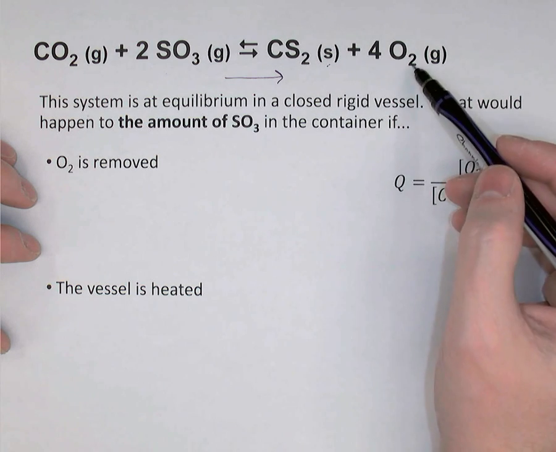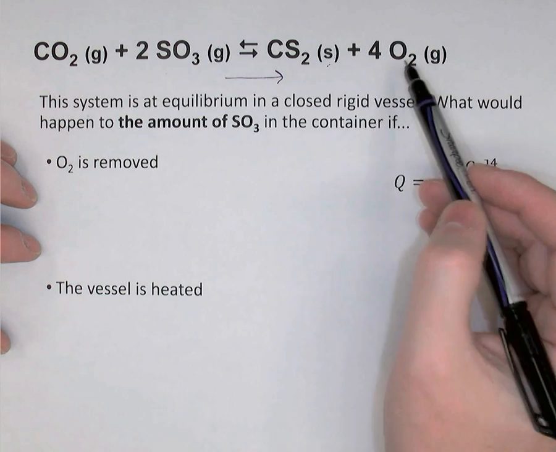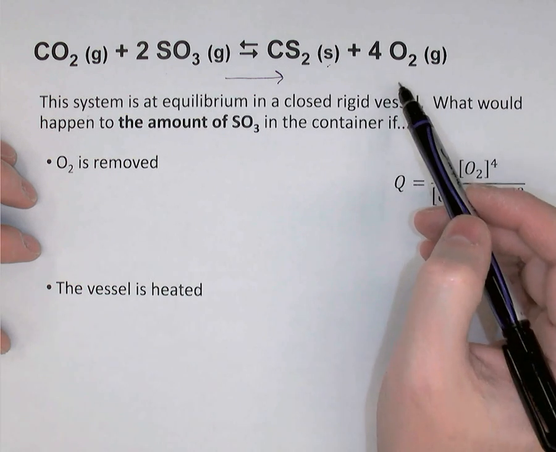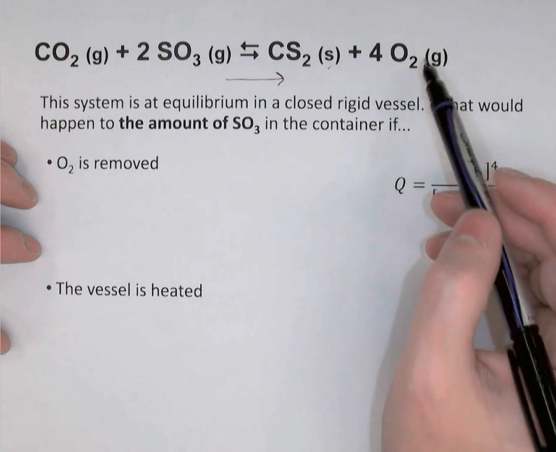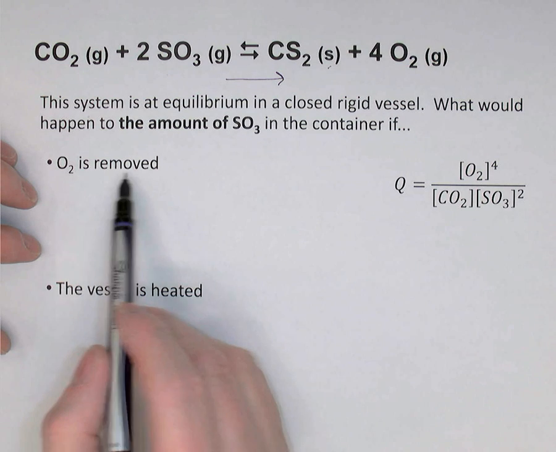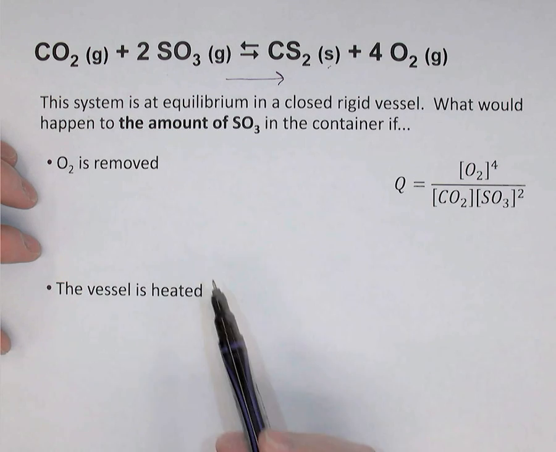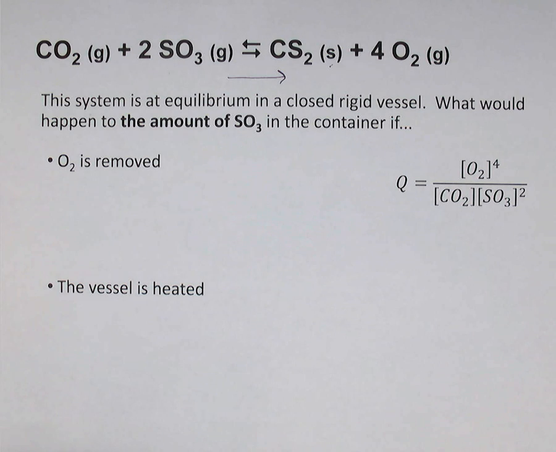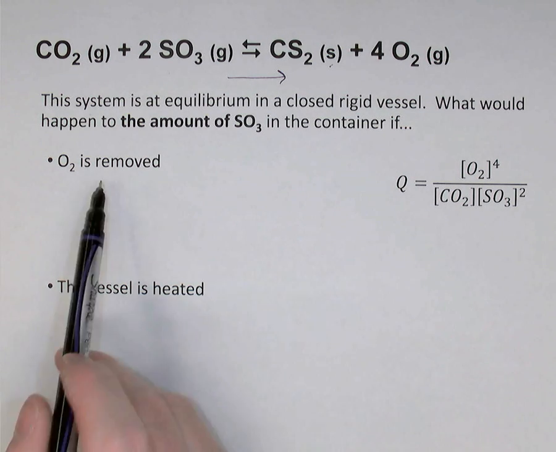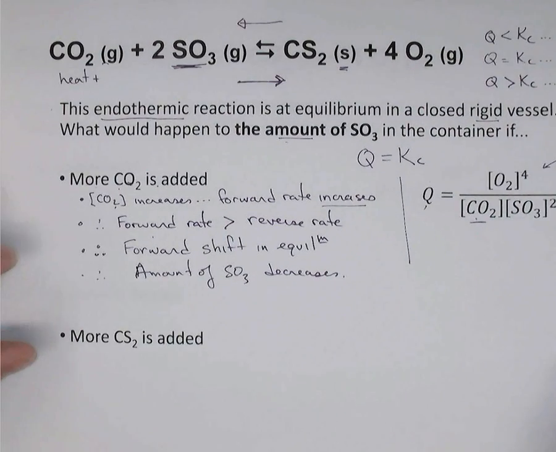Now what about oxygen? We started by removing some oxygen, and then shifting forward, we're going to make more oxygen. But when the new equilibrium is reached, we will not have achieved the same concentration we had before we removed oxygen. So because we removed oxygen, in the new equilibrium, there's going to be less oxygen in the container. There will be more oxygen than immediately after we removed it, but there will be less oxygen than there was in the original equilibrium.